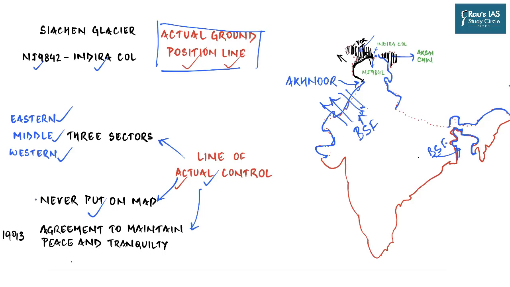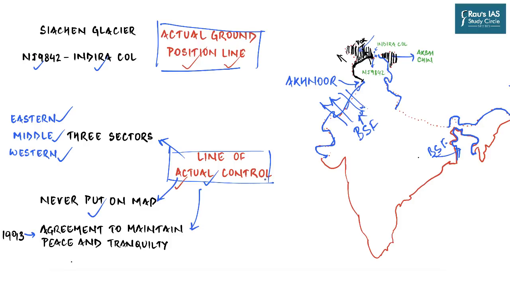Although it has never been put on a map, there is some kind of agreement to actually decide some of the points, and that was done in 1993 through the agreement to maintain peace and tranquility. Through this agreement, India and China decided to maintain the status quo on their border pending any eventual boundary settlement. So the boundary settlement has not taken place, but until then the status quo will be maintained. Wherever a person is sitting will keep on sitting.